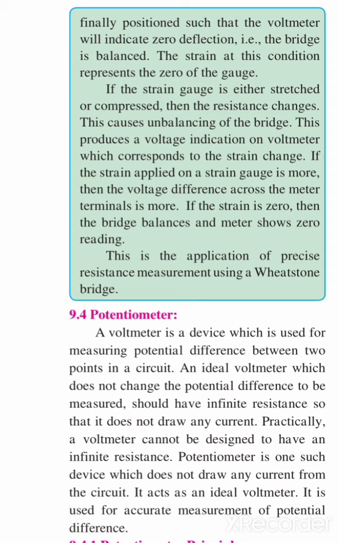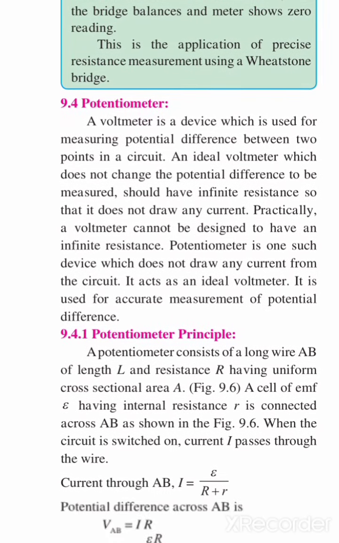Due to this, a potentiometer is used in place of a voltmeter. A potentiometer is a device which does not draw any current from the circuit. It acts as an ideal voltmeter. So this potentiometer instrument works on the principle which is given below, that is the principle of the potentiometer.